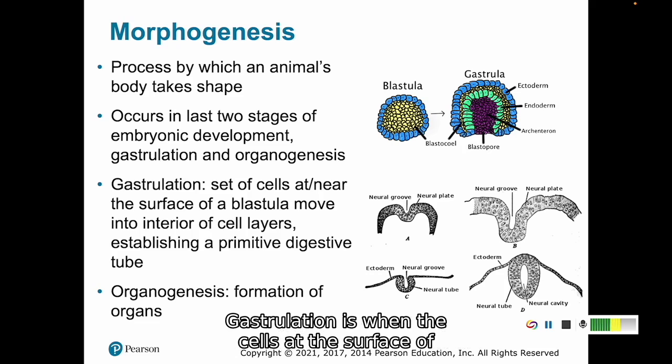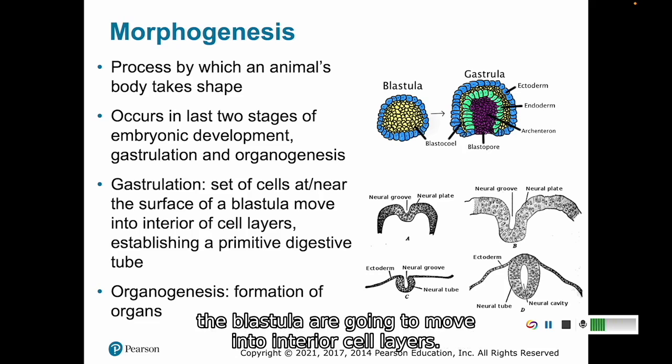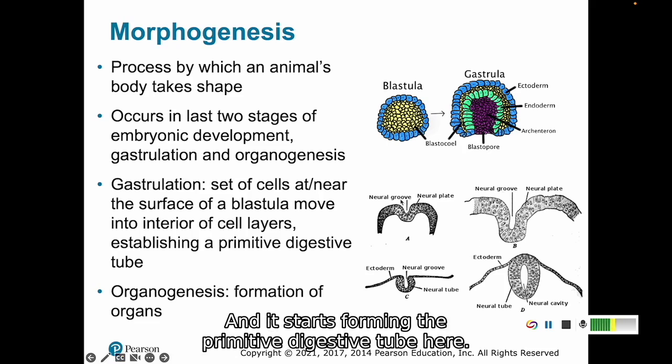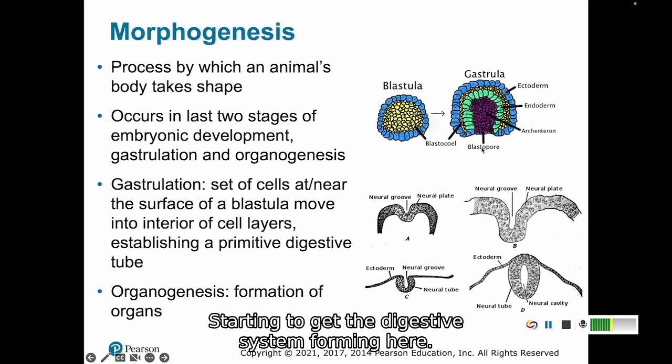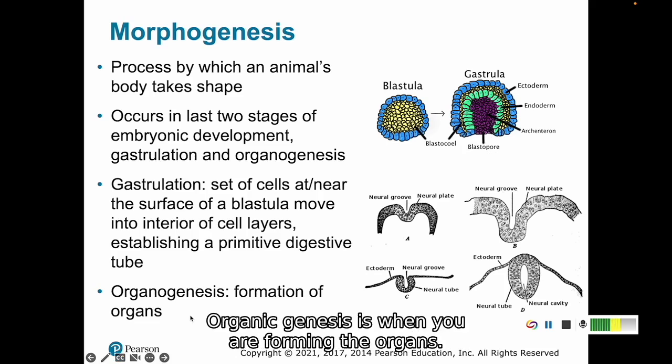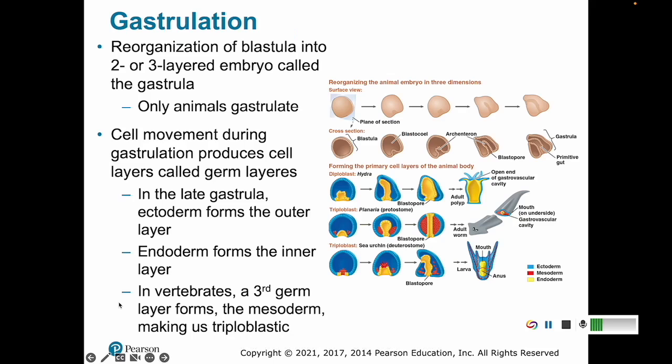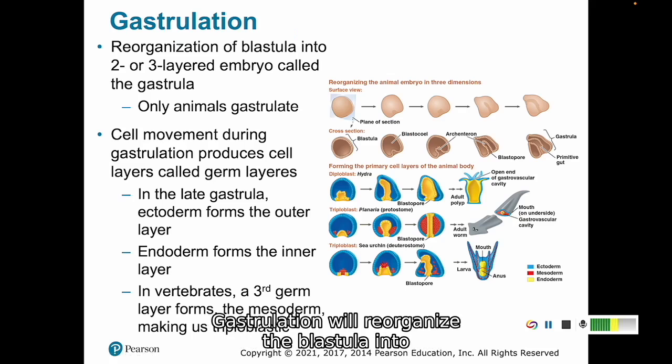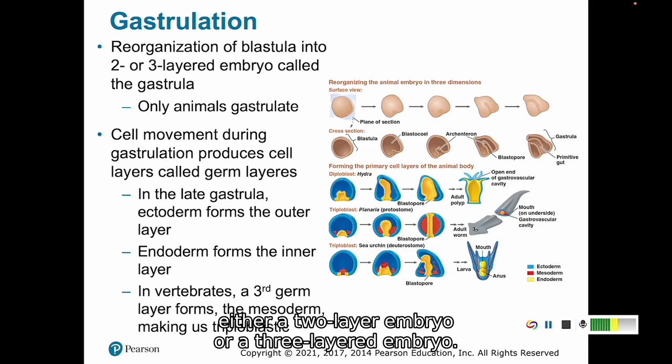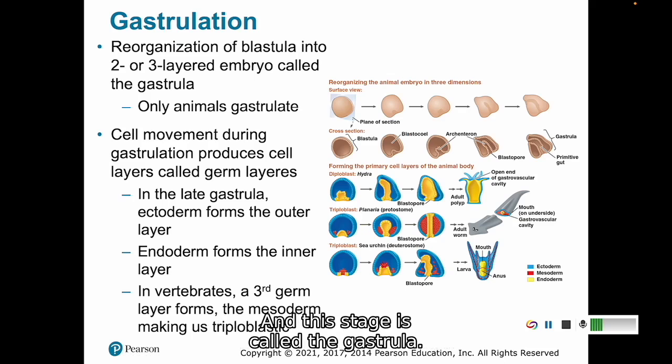Gastrulation is when the cells at the surface of the blastula are going to move into interior cell layers, and it starts forming the primitive digestive tube. So here you're starting to get the digestive system forming here. Organogenesis is when you are forming the organs. Gastrulation will reorganize the blastula into either a 2-layered embryo or a 3-layered embryo. And this stage is called the gastrula. Only animals gastrulate. This isn't something we see in plants or fungi.